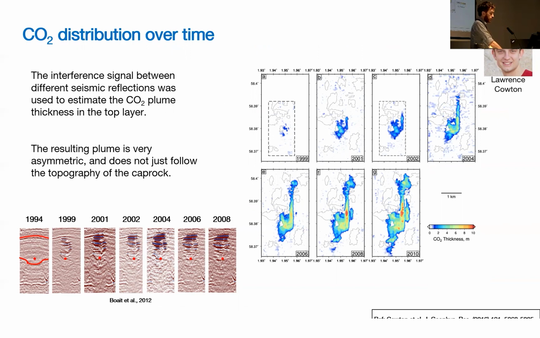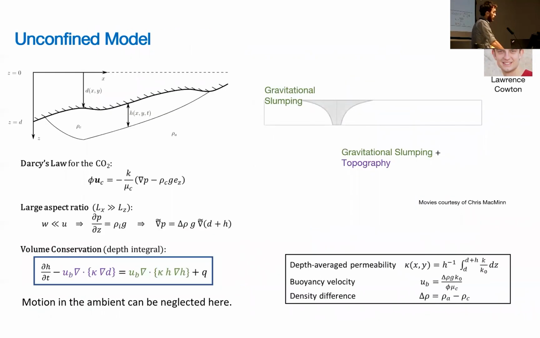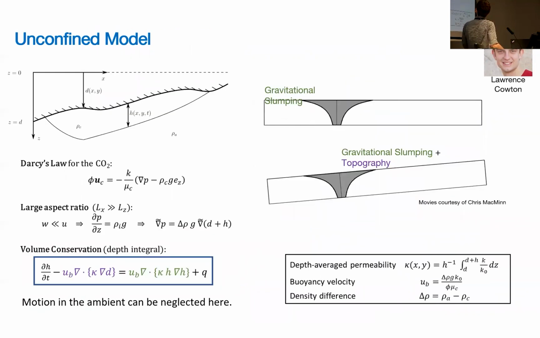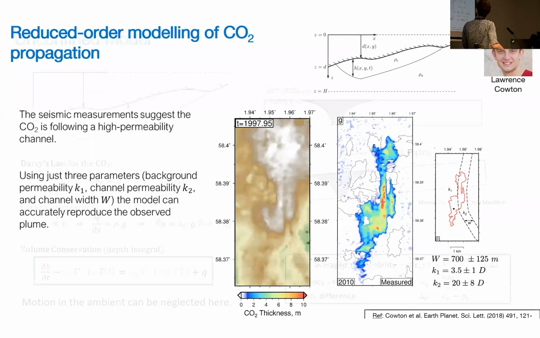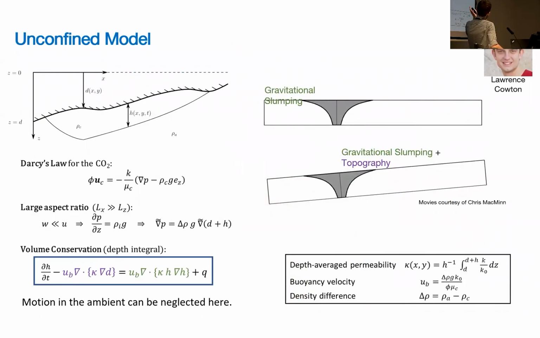The interesting feature of that is that it doesn't just follow the topography set by the top of the reservoir. There's this long north-south channel to the CO2 plume, and that's therefore caused by some heterogeneity in the properties of the reservoir. So what he set out to do was model and infer what was causing that behavior. Those should be animated, unfortunately not.